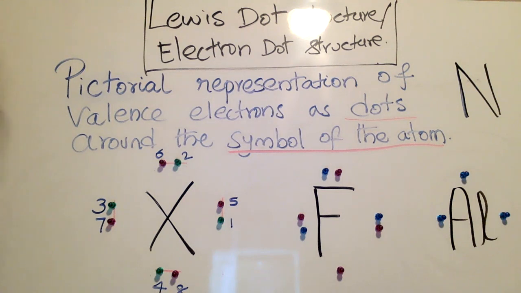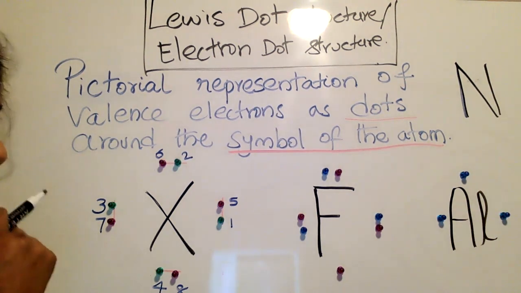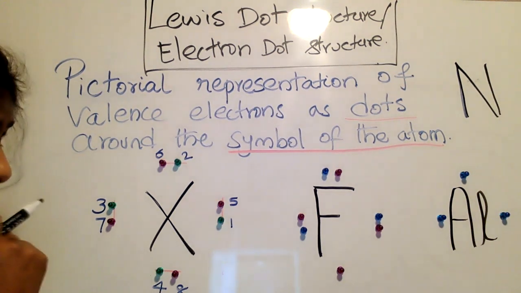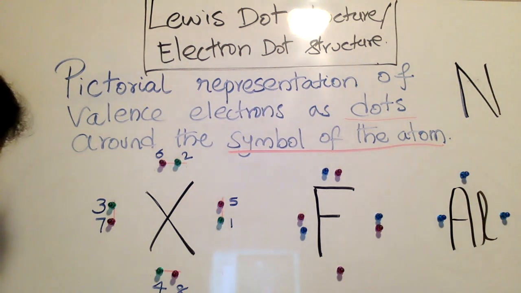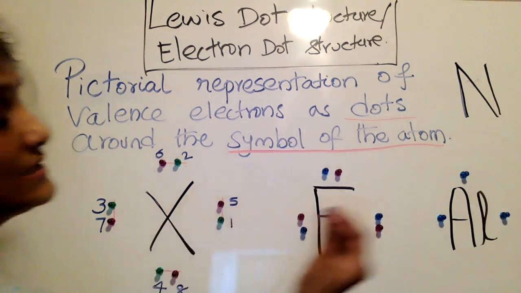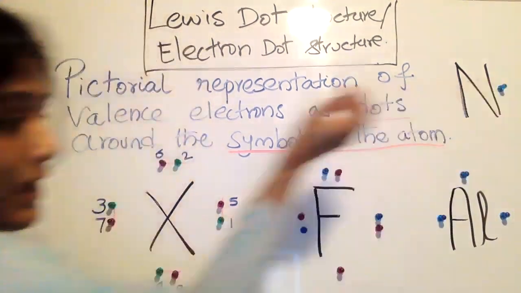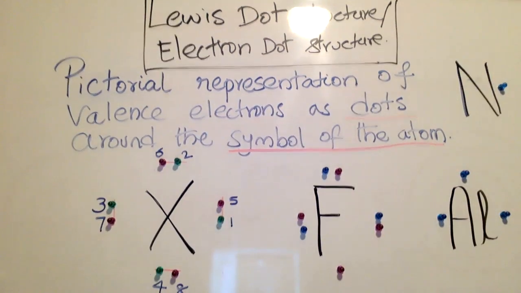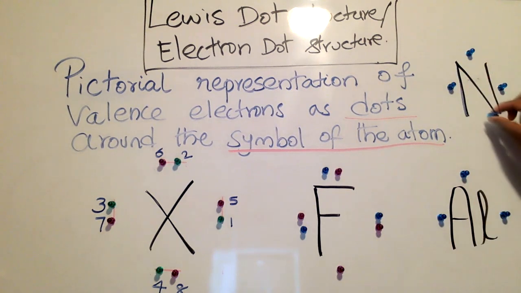Okay, hope you had the same answer as me. I know nitrogen is in group 15, so it has 5 valence electrons. So I'm going to put 5 valence electrons. Let's start from one direction, 1. And the second one goes, look at this, I'm following the same pattern, 2 on the top, 3 on the left side, and the 4th one at the bottom. The 5th one I just paired up with the first one. I hope you had the same thing.